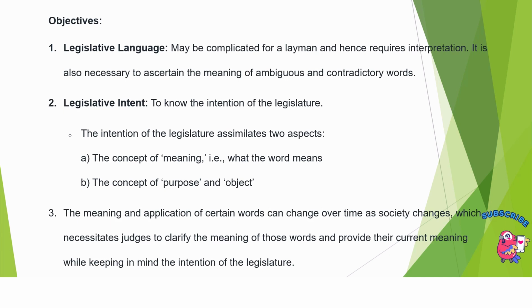And their objectives are: legislative language. It may be complicated for a layman and hence requires interpretation. It is also necessary to ascertain the meaning of ambiguous and contradictory words. Legislative intent, to know the intention of the legislature. The intention of the legislature assimilates two aspects: the concept of meaning, that is what the word means, and the concept of purpose and object.